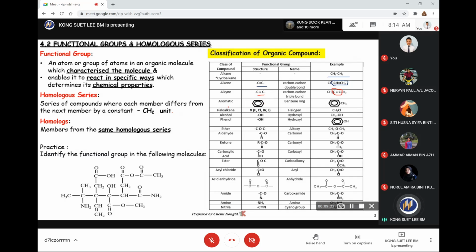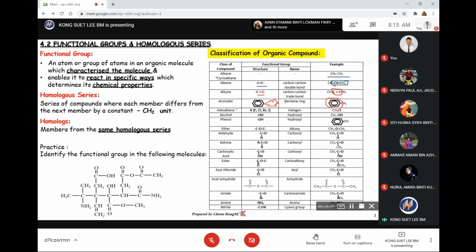Next, aromatic compound. The class of compound or homologous series is aromatic compound, with a structure like this, C6H6. For your information, benzene sometimes we draw like this. It's the same. The actual structure is alternate double and single bonds, and we can represent the alternate double and single bonds with a ring. So this is the benzene ring. If we identify it, you have to draw the benzene ring like this. So this is the benzene ring.